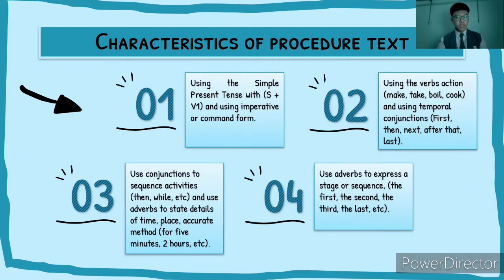The third characteristic of procedure text is using conjunctions to sequence activities like then, while, and else, and using adverbs to state details of time, place, accuracy, method, like for 5 minutes, 2 hours, and else. And the fourth characteristic of procedure text is using adverbs to express a stage or sequence. For example, like the first, the second, the third, the last, and else.